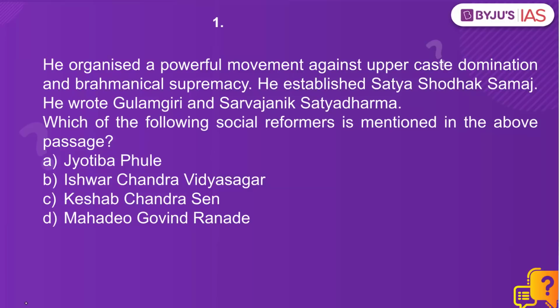He organized a powerful movement against upper caste domination and Brahmanical supremacy. He established Satya Shodhak Samaj. He wrote Gulamgiri and Sarvajanik Satya Dharma. Which one of the following social reformers is mentioned in the above passage? And the answer is A. Jyotiba Phule. And Satya Shodhak Samaj was established in the year 1873.